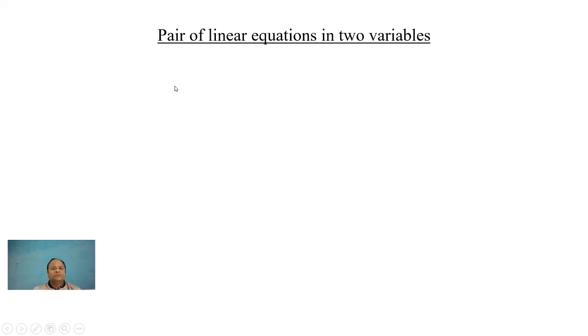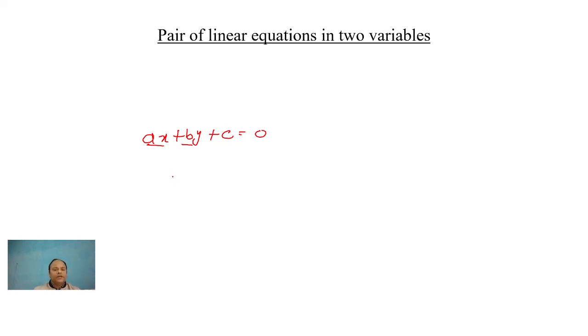Hello everyone, I am going to explain the concept of pair of linear equations in two variables and their solutions by different methods. We should know what a pair of linear equations in two variables is. An equation which can be put in the form ax + by + c = 0, where a, b and c are real numbers and a and b are not both 0, is called a linear equation in two variables x and y.